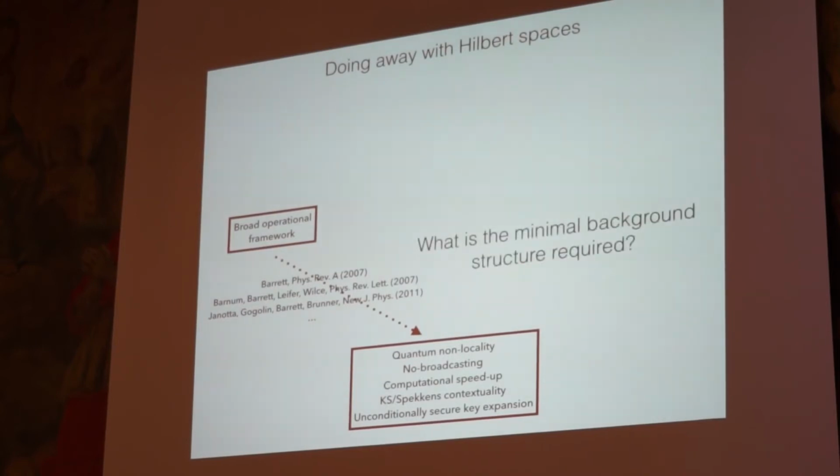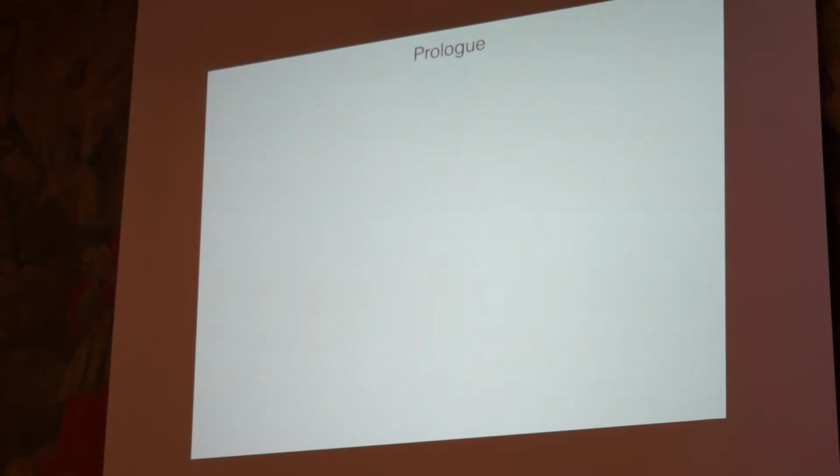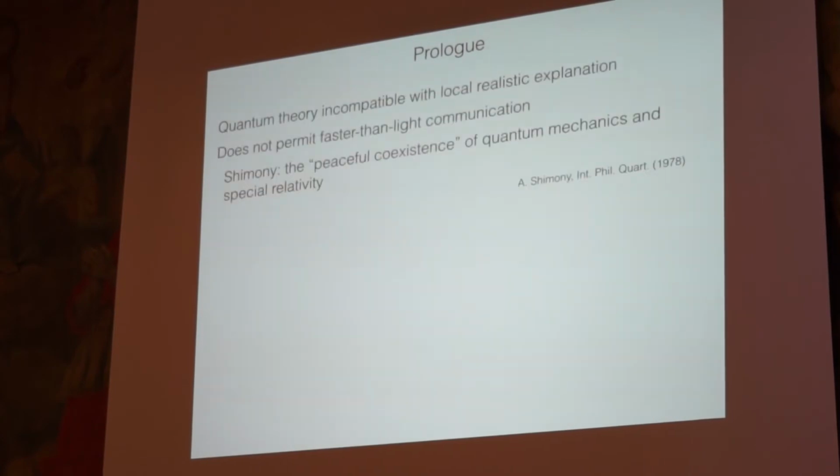And then the natural question is, well, maybe you don't like the structure that's brought in your broad operational theory, your framework. Maybe it's already making too many assumptions. Maybe it's not really getting to the heart of information theory. So you can start asking, well, what is the minimal background structure required to start recovering these properties of quantum mechanics? So in particular, this talk will start from just black boxes, very simple structure, and ask whether we can get down to quantum non-locality from this very minimal structure.